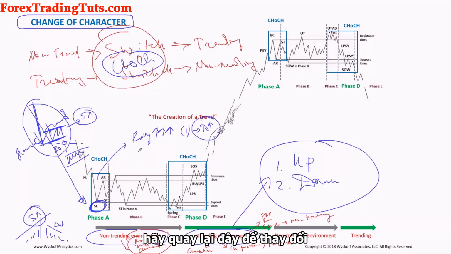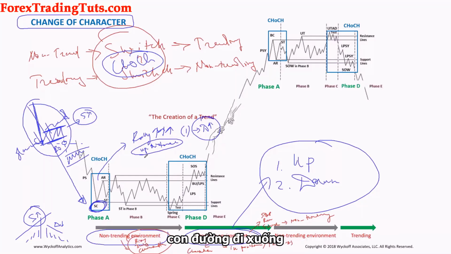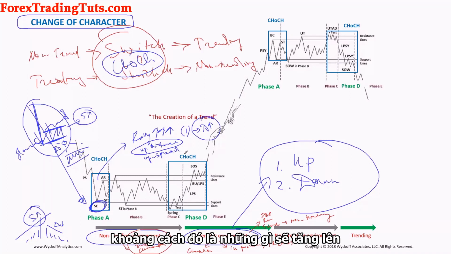Let's come back here to the change of character. So the behavior of the rally should change. And we're going to say that the distance of the rally should increase relative to the distance of rallies that we've experienced before on the way down. The upspread should increase. That's what's going to propel our view on how buying is unfolding. That's what's going to increase the distance, and also the velocity and the momentum behind buying.